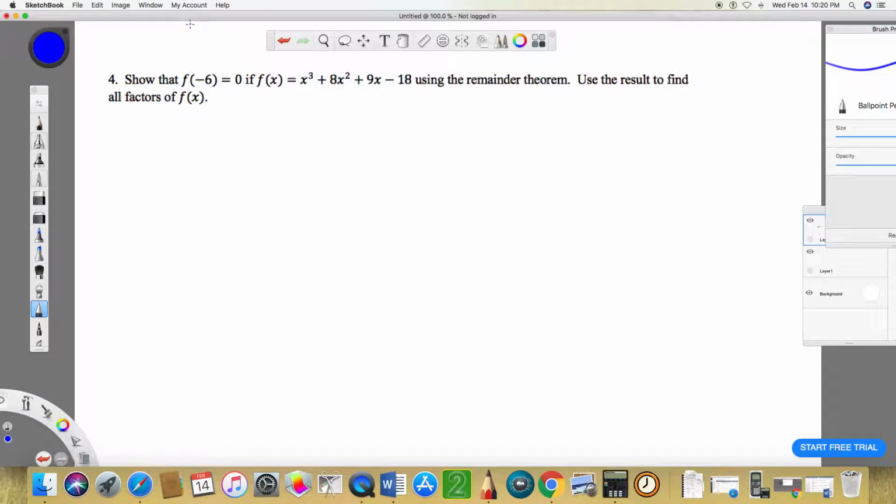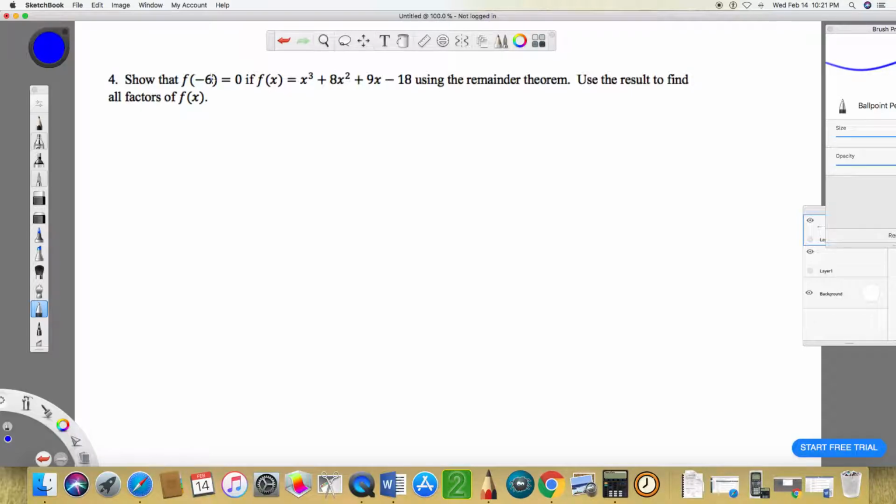Let's take a look at number 4. The directions have changed from the previous 3 problems, so be aware of that. We're given this function f of x is equal to x cubed plus 8x squared plus 9x minus 18. We want to factor this, and we don't have an x method or a technique to really help us with factoring this. Now, we can use this remainder theorem because they've given us a little bit of a head start, a little bit of help here.